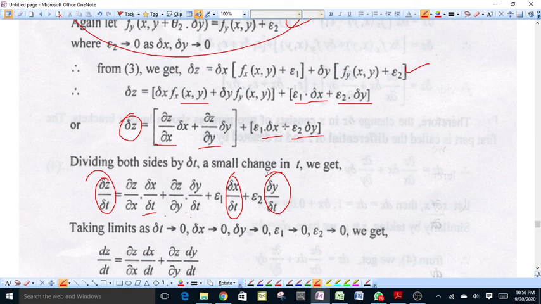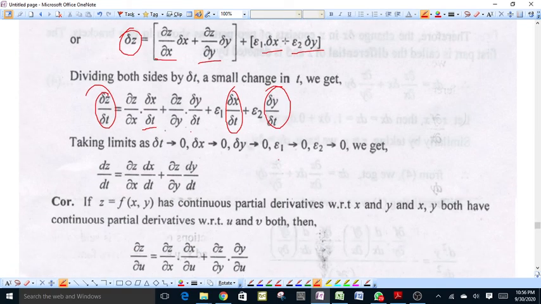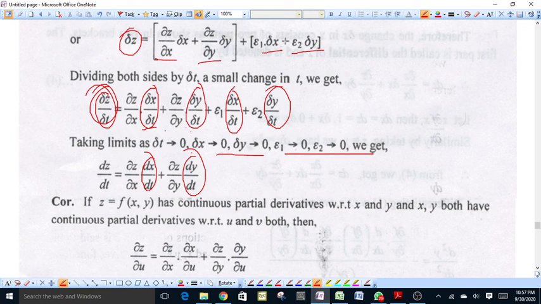Now if we take the limit on both sides as delta t approaches 0, delta x approaches 0 and delta y approaches 0. When delta x and delta y approach 0, epsilon 1 and epsilon 2 also approach 0. Then delta z upon delta t becomes dz upon dt, delta x upon delta t becomes dx upon dt, and delta y upon delta t becomes dy upon dt, and these two terms approach 0 as epsilon 1 and epsilon 2 approach 0 as delta x and delta y approach 0.